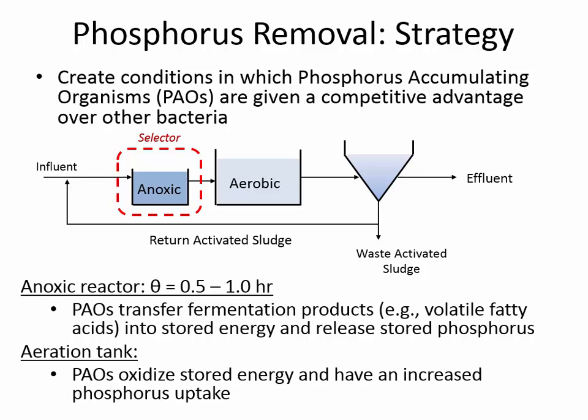I think it's really interesting that we can create this selector that favors one group over another. Seems like discrimination, right? But it's in a good way. It's good discrimination because in the anoxic basin, these organisms can really do something special.